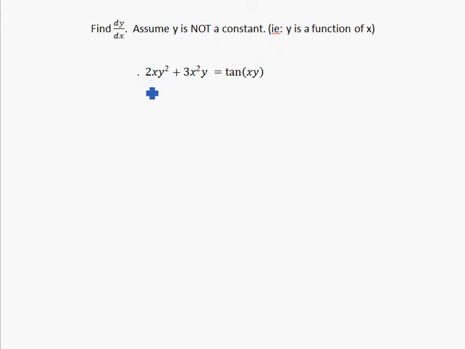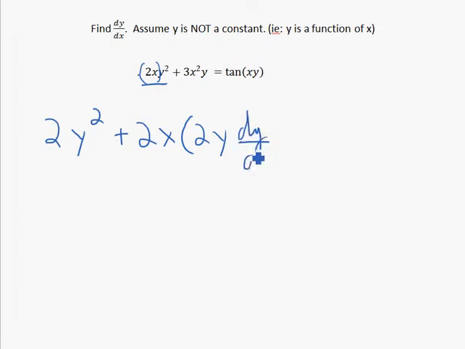Okay. To derive this first part, we need the product rule. So I'm going to put 2x together and think of that as 2x times y squared. To derive the first, you get 2 times the second, y squared, plus 2x times the derivative of the second, which is 2y dy/dx. That's the derivative of the first part.